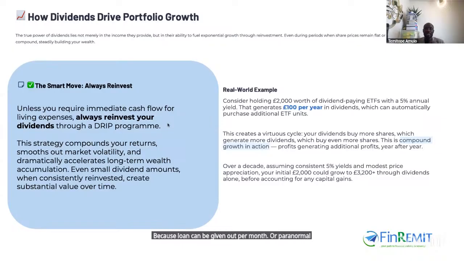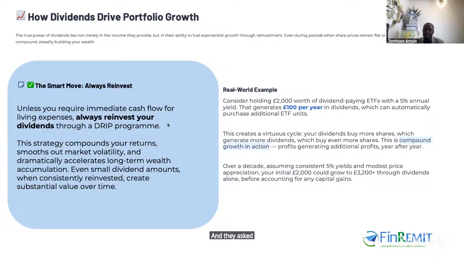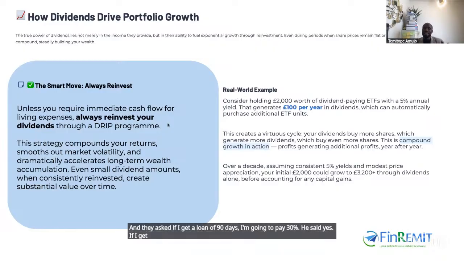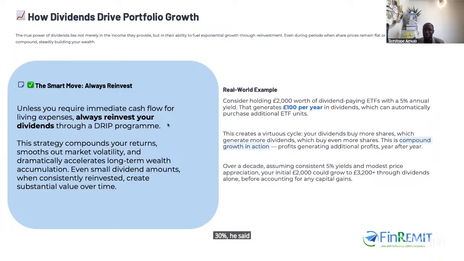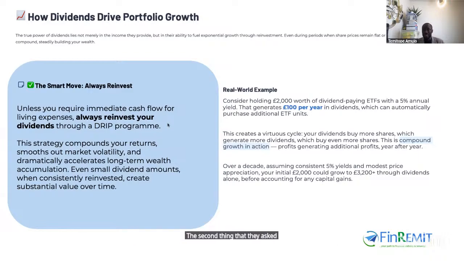And he said he gives out 30%. And they asked, if I get a loan of 90 days, I'm going to pay 30%? He said yes. If I get a loan of 30 days, I'm going to pay 30%? He said yes. At that point, they know that he is only giving out loans, but he doesn't understand his operational process. The second thing that they asked him that was very critical was that he couldn't answer his WACC.